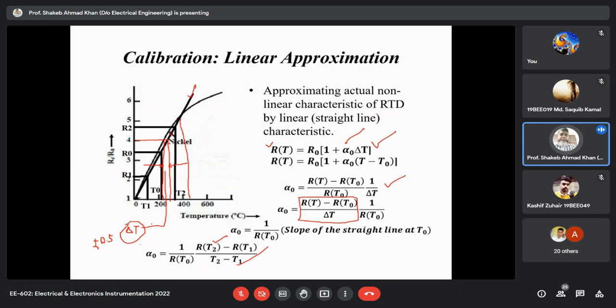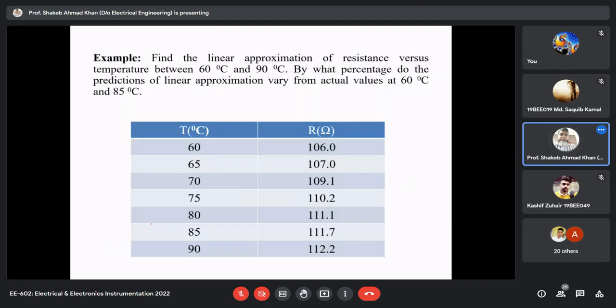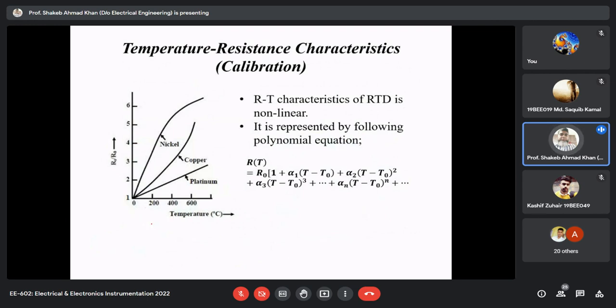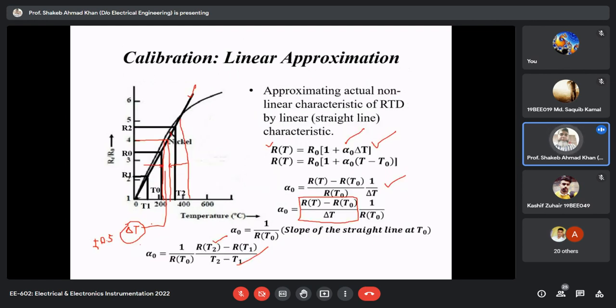And if it is not, then obviously we have to go for the non-linear approximation. This is a very important topic, and although I discussed this calibration with respect to the RTD, this particular concept is applicable to all the sensor-based systems, to all the instrumentation systems. So if you have any query regarding the calibration in general of the RTD and linear approximation, and linear approximation is tried for all the sensors, this is also a generalized thing.